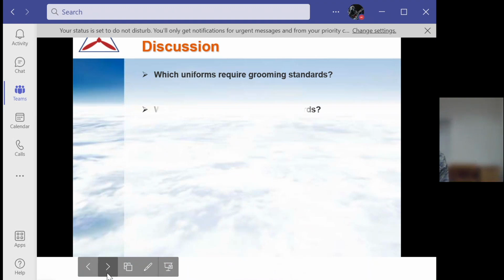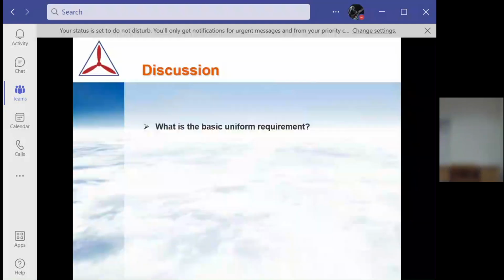Which uniforms require weight standards? The Air Force ones. What is the basic uniform requirement? Which uniform style are you required to have? The working one. Wrong. Service one. Correct. So the dress blues.